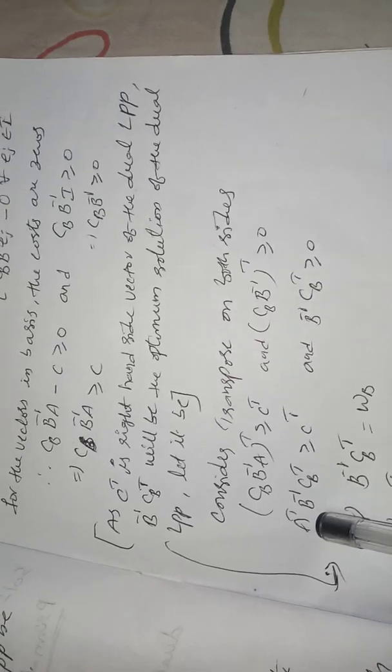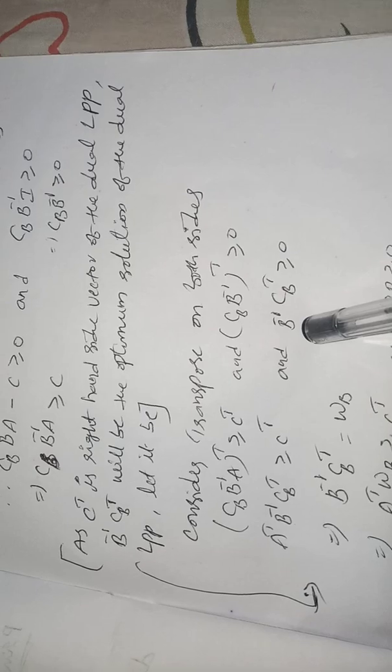Then what is here? (CB B inverse A) whole transpose, which is greater than or equal to C whole transpose, and also (CB B inverse) whole transpose, which is greater than or equal to 0. So then apply transpose for all the terms. A transpose, B inverse transpose, CB transpose is greater than C transpose. But A transpose, B inverse we no need to apply transpose. CB transpose is greater than C transpose, and here also B inverse transpose means you can get only B inverse. CB transpose is greater than or equal to 0.